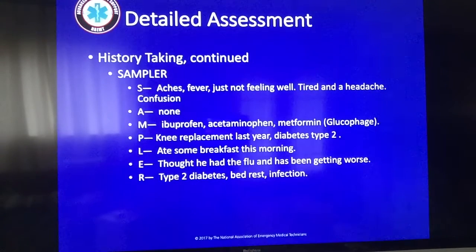Our SAMPLE history, they're using R. And here we have this diagnosis of some kind of type 2 diabetes, so he should be on medications like metformin, so we got that right there. How long has he been on that? Any changes? Could this still be diabetic?